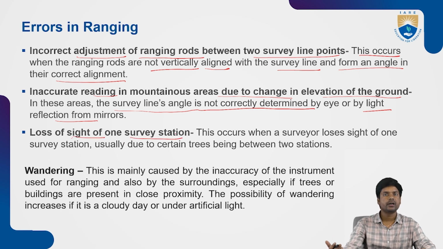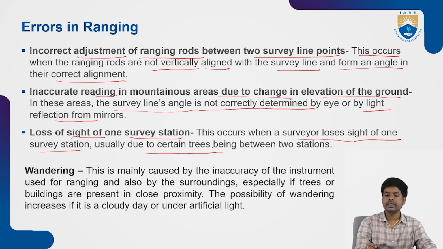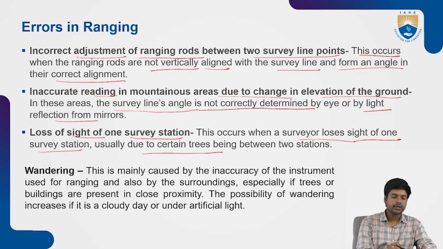And next one, loss of sight of one survey station. This occurs when the surveyor loses sight of one survey station, usually due to trees being between the two stations. So whenever you have any trees in between the two survey stations, you may lose sight of the other end point. And wandering.